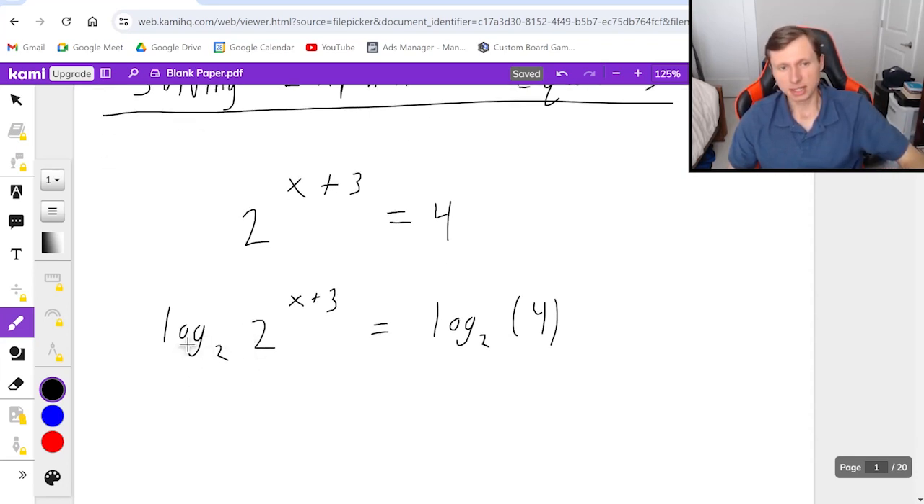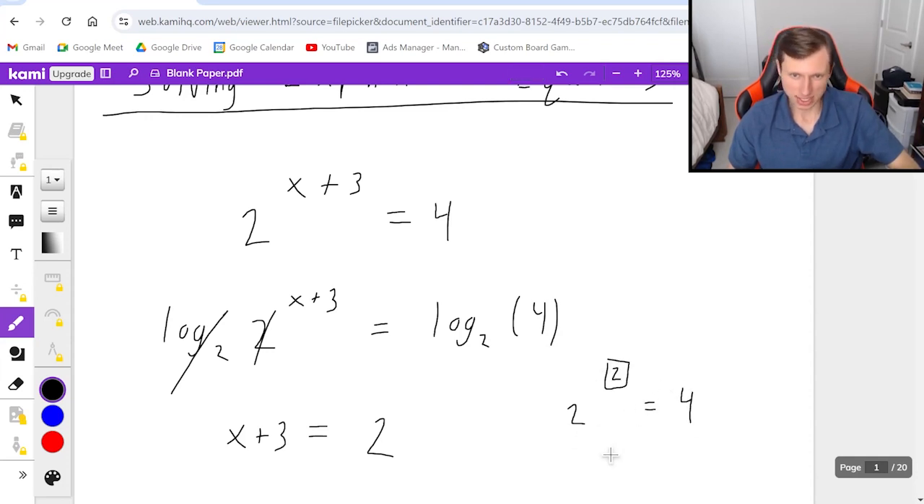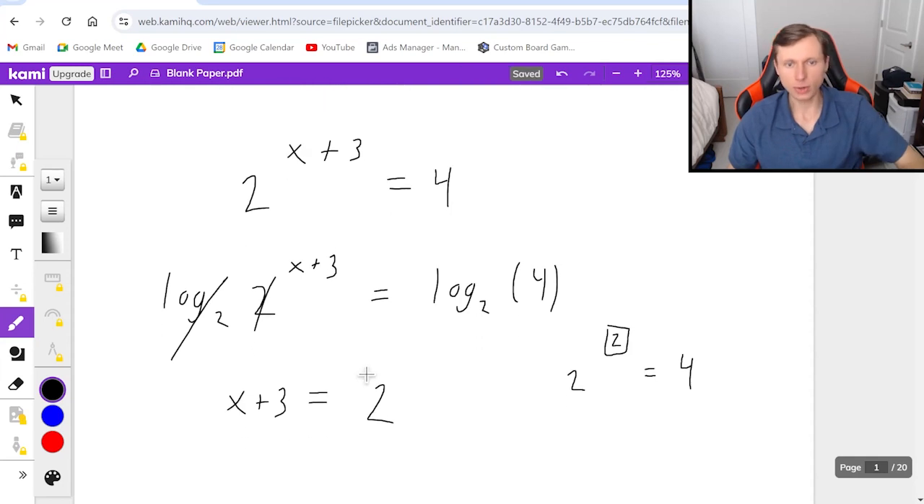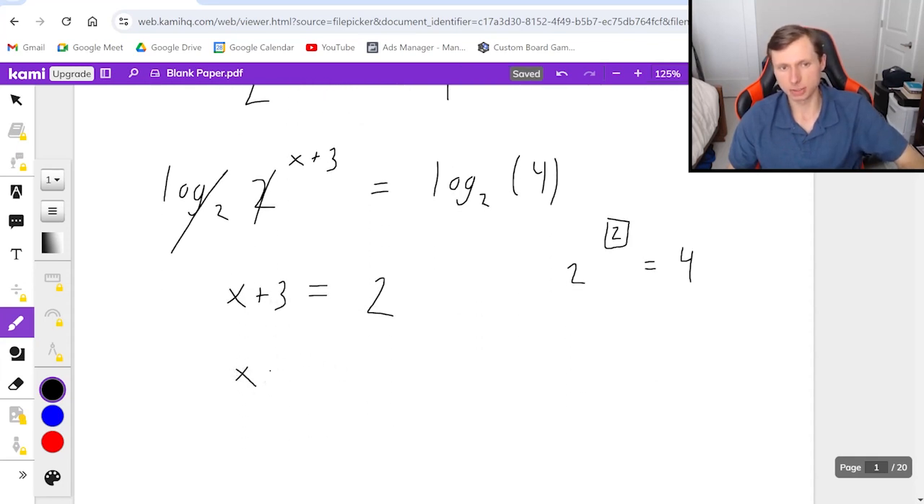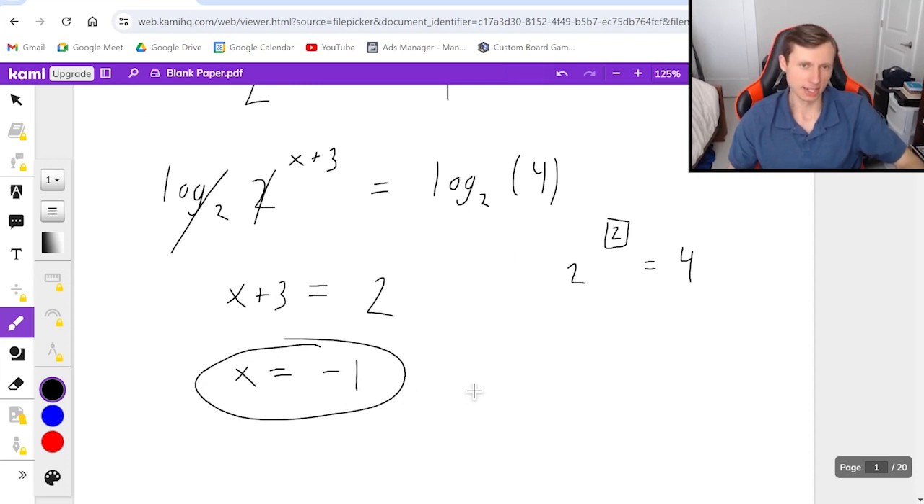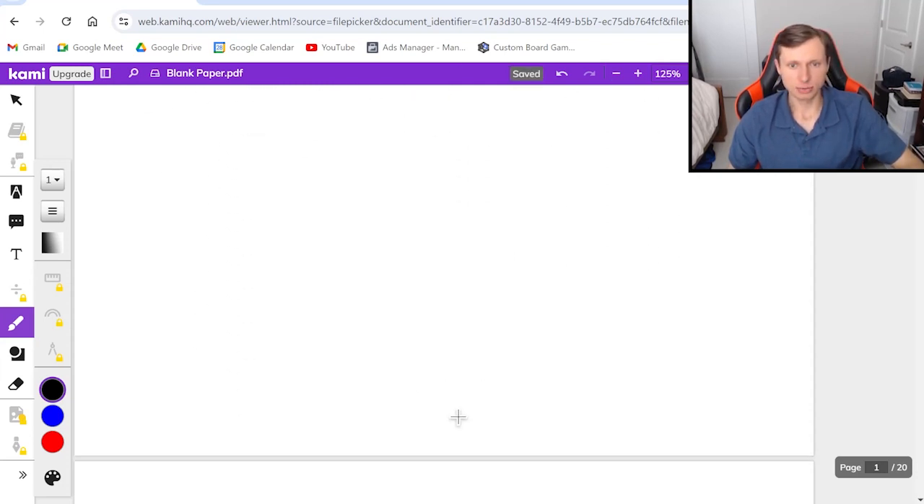But basically, log base 2 and the 2 cancel, leaving me with x plus 3 on the left side. And then on the right side, log base 2 of 4, that's just going to end up being 2, because 2 raised to what power equals 4? The answer is 2. That's how I do logs. So anyways, now to solve for x, just subtract 3 from both sides. We'll get x equals -1. Final answer. Okay, so that's it for the first one.